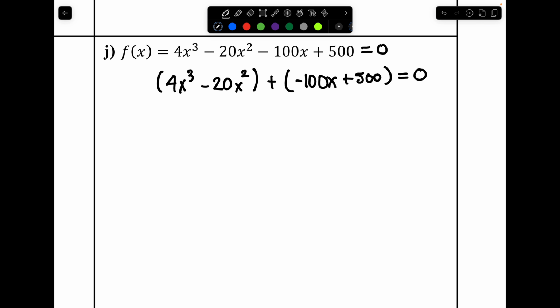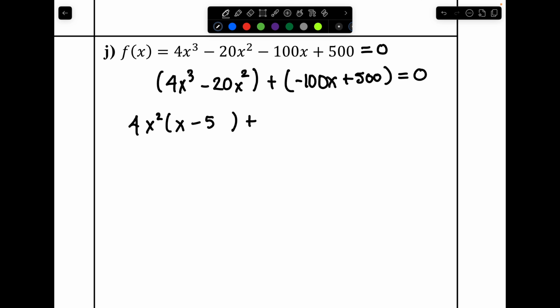So let's look at what we have here. We're going to obviously factor out the x squared. That's always going to be true in the first group. And because we have a leading coefficient of 4, let's try dividing both of these numbers by 4. And it does. 20 can be divided by 4. So we can factor out a 4, which is going to give us x minus 5.